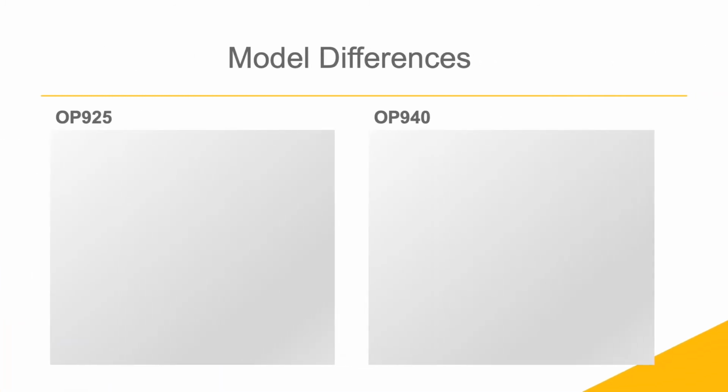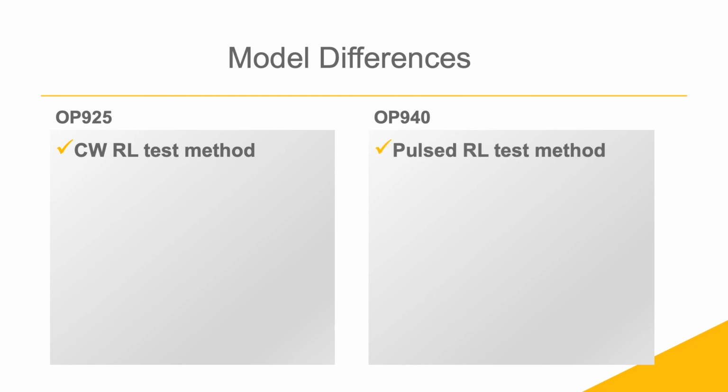There are several key differences between the OP925 and OP940. The primary difference is in the RL test method. The CW source of the OP925 provides the total RL of an assembly, whereas the pulse source of the OP940 lets one analyze the different reflections within the assembly. The pulse source of the OP940 also enables a handy diagnostic scan function.